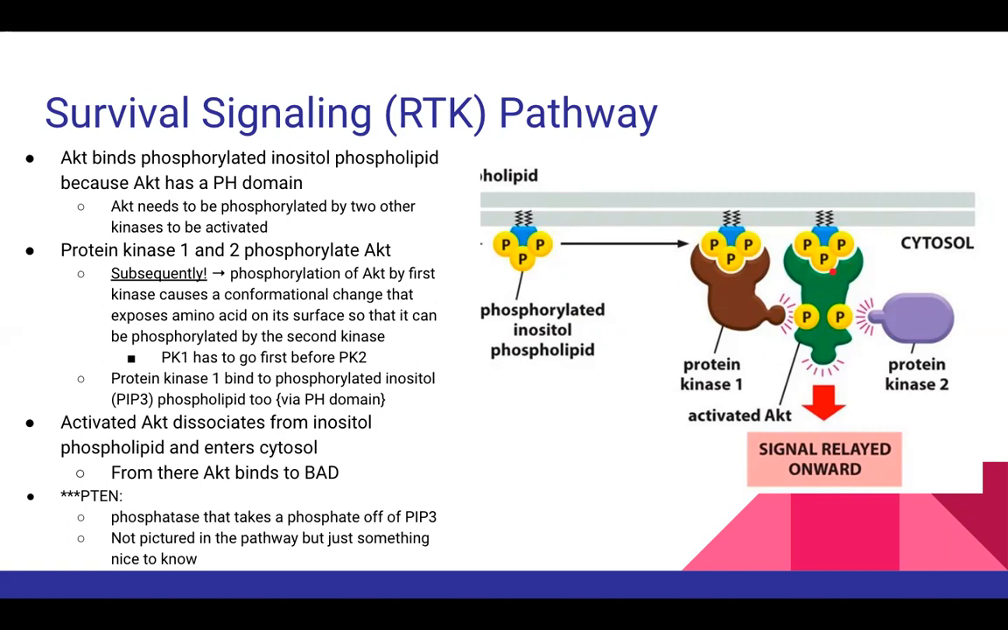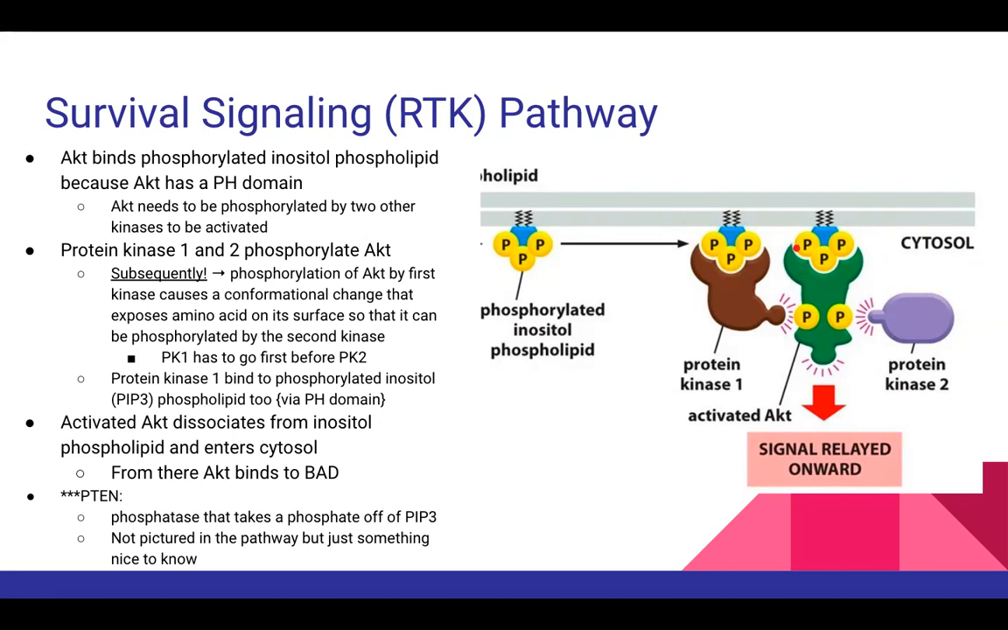bind to it. The way AKT is able to bind to the inositol phospholipid is that the inositol phospholipid has to be in a triphosphorylated state so it can fit into the binding site of AKT, and this binding site is called the pH domain. So anytime an inositol phospholipid binds to something, that is at the pH domain. That's just a little side note. Anyways, one inositol phospholipid will bind to AKT, and another one will bind to protein kinase 1. But at this point, AKT is not active yet.